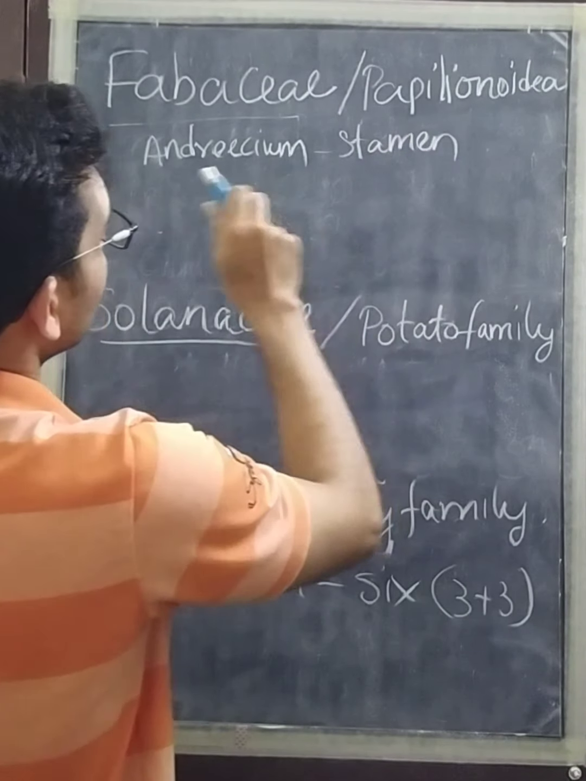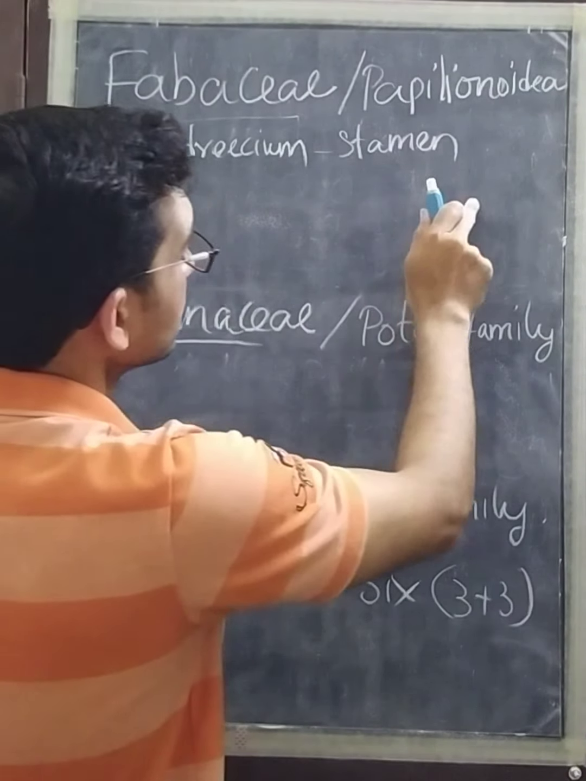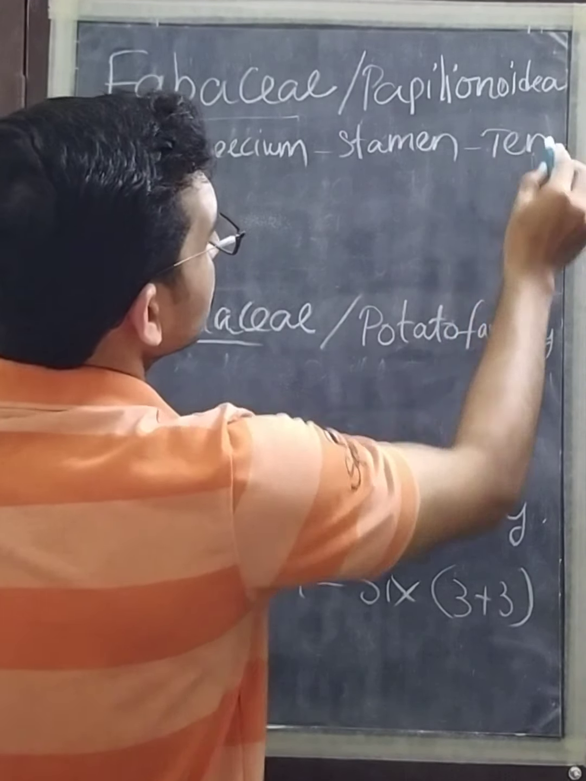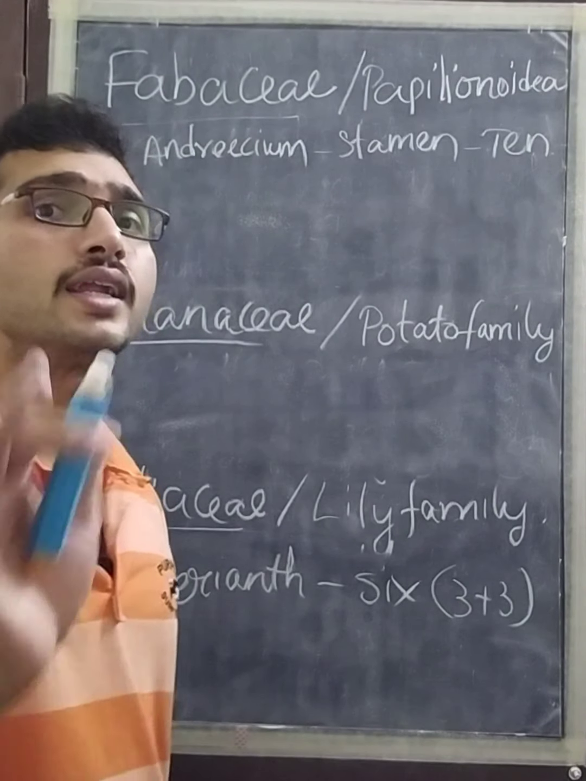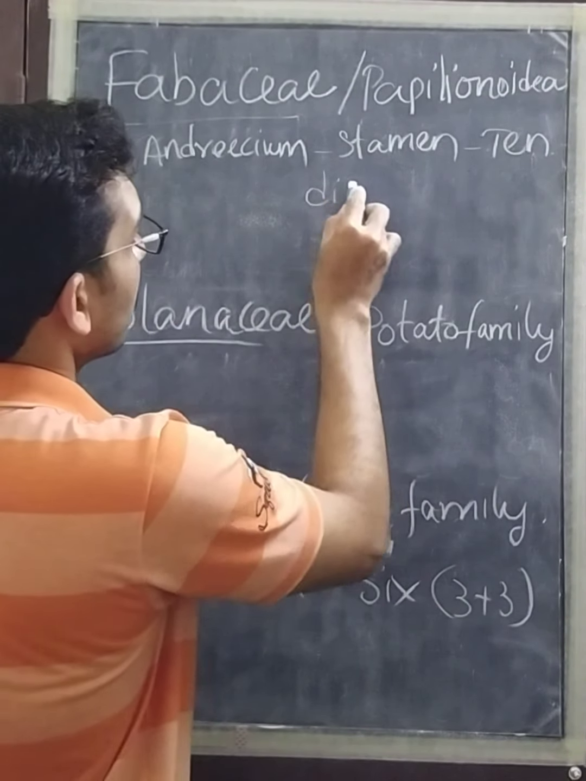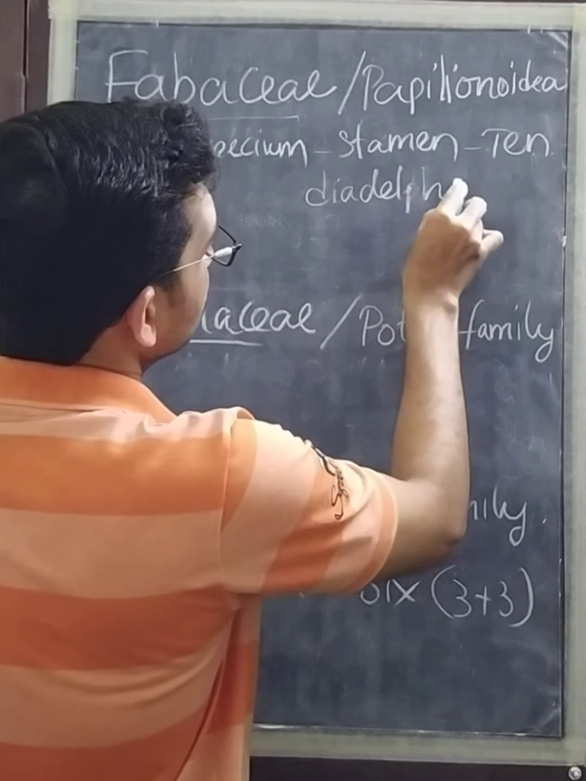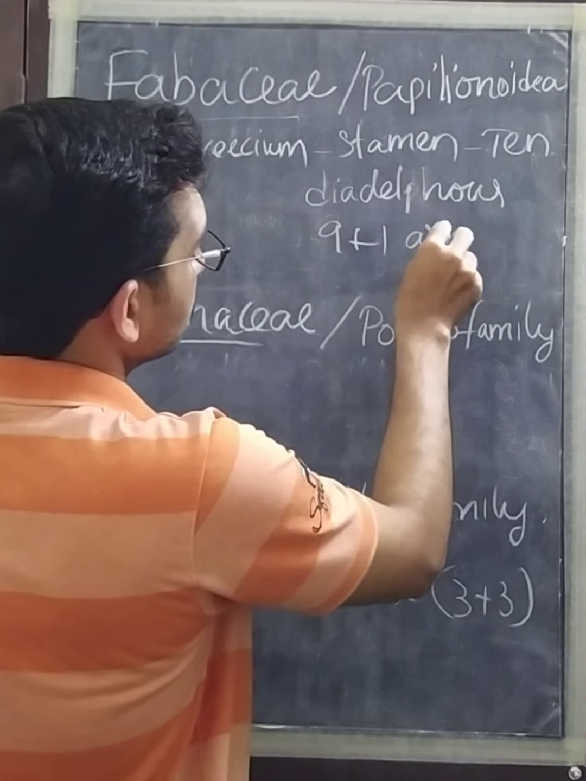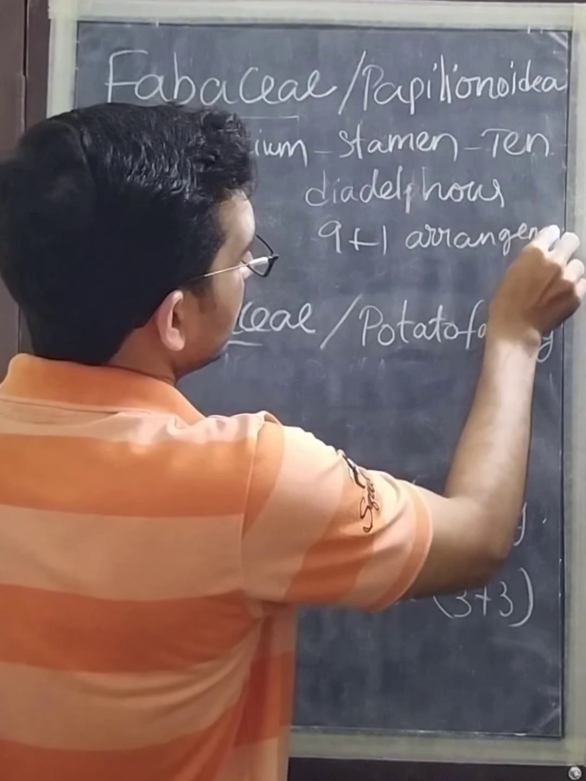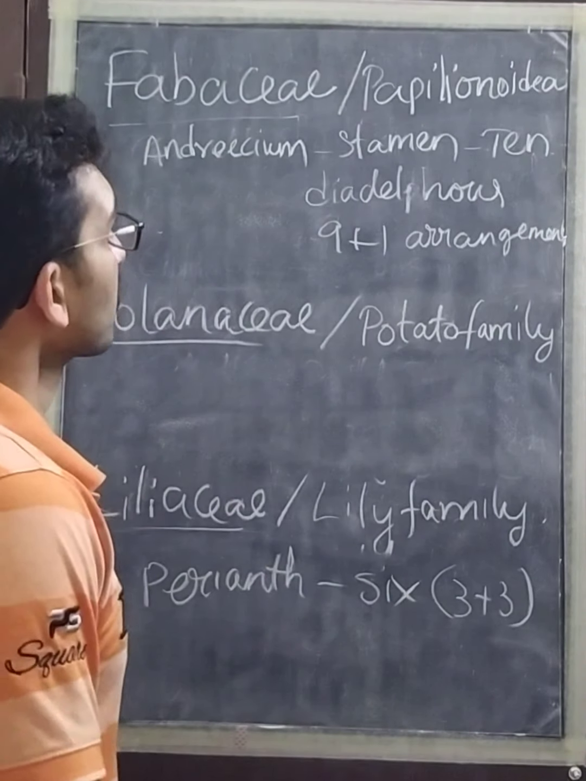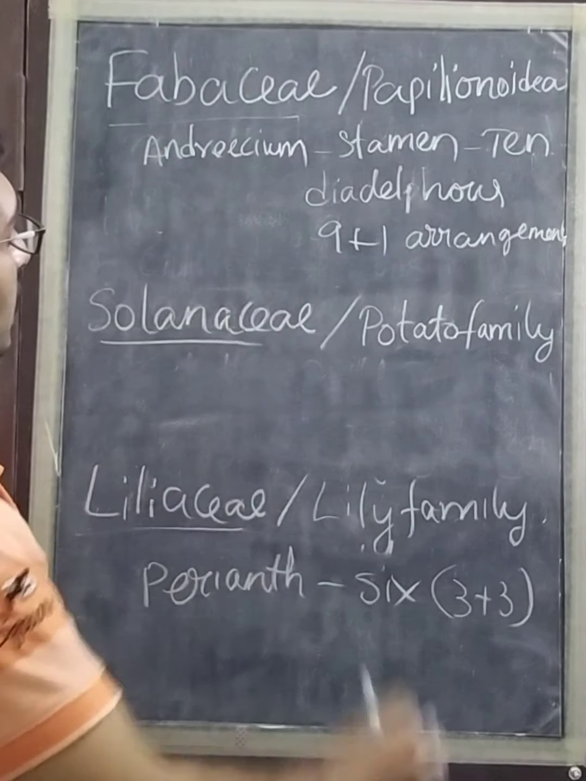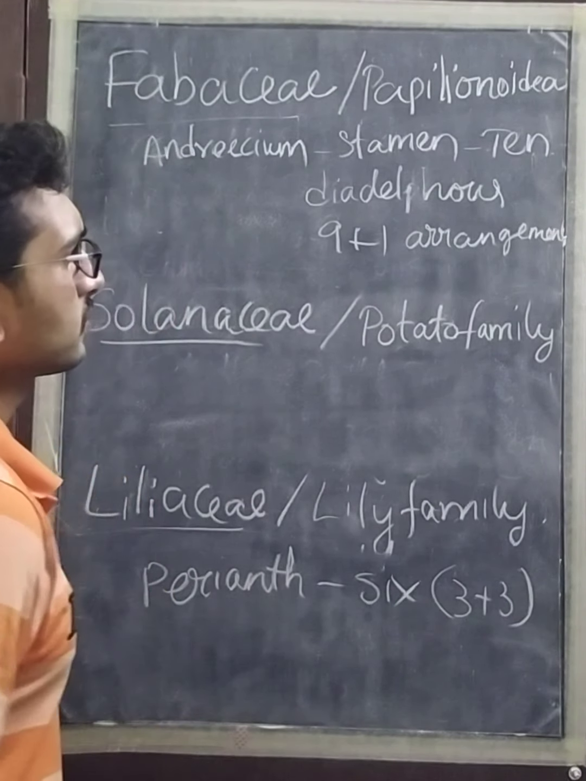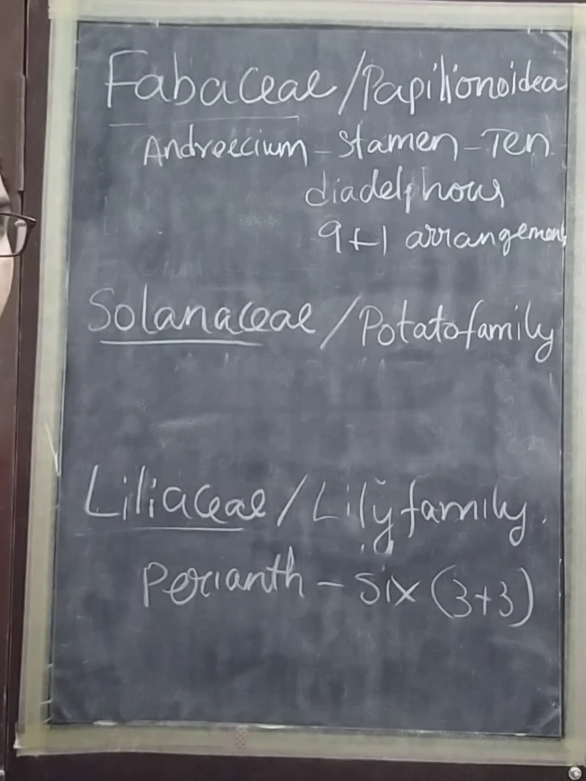How many stamens are present in the family Fabaceae? There are 10 stamens. They are arranged in diadelphous condition, that is a 9 plus 1 arrangement. Next, after discussing the androecium, the petals show they are not attached, right? They are free in nature.